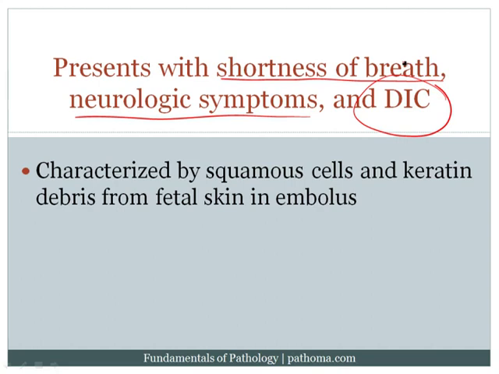When you look at the emboli in the patient's lung, so you're looking at mom's lung and you notice that there are emboli there, the characteristic finding in those emboli will be squamous cells and keratin debris. And the idea here is that, remember that the baby was floating around in the amniotic fluid, and so the baby's skin was sloughing off over time in that amniotic fluid, and the amniotic fluid will therefore be loaded with squamous cells and keratin debris.